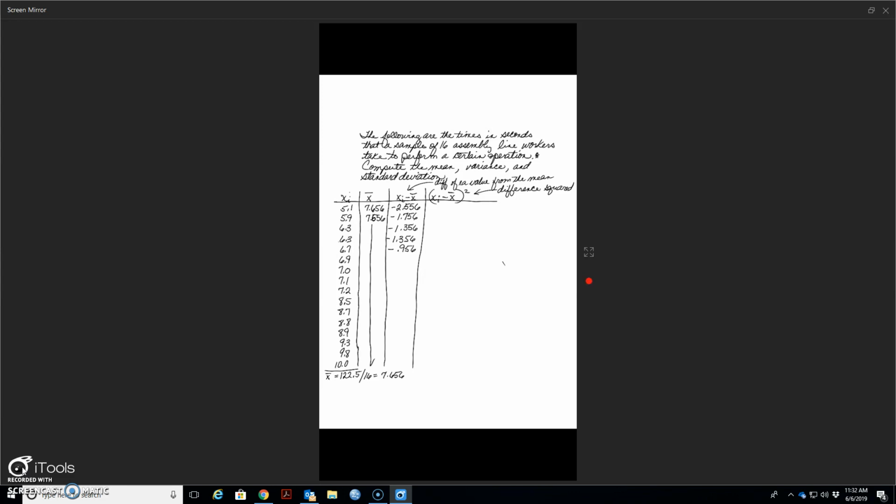And I'm showing 3 decimal places here. You could round it to 2 decimal places. I don't like to round until towards the end though, because it changes your final answer.